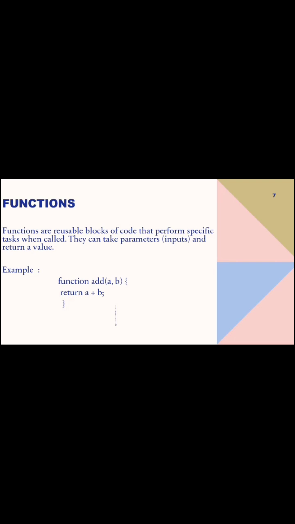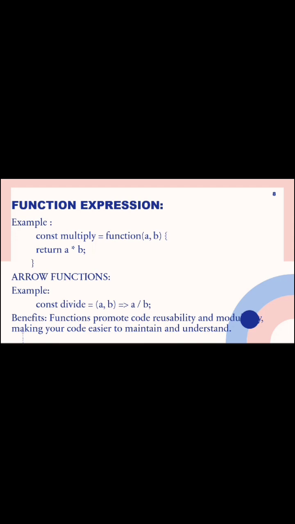Functions can also be expressed in different ways, like a function expression: const multiply = function(a, b). It returns a times b. That means the result will be a times b. Or using the arrow function syntax for a cleaner approach: const divide = (a, b). That gives a divided by b. Functions promote reusability and help in keeping your code modular and organized.